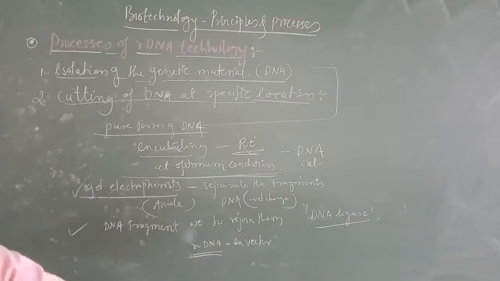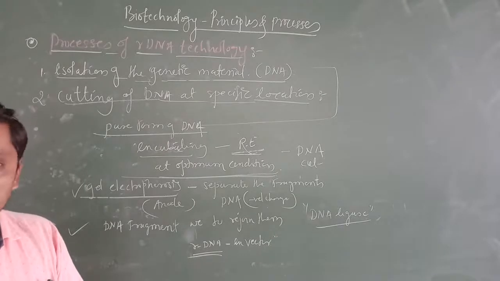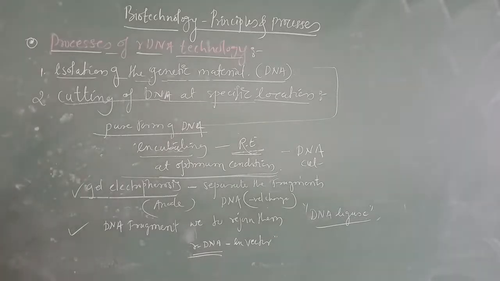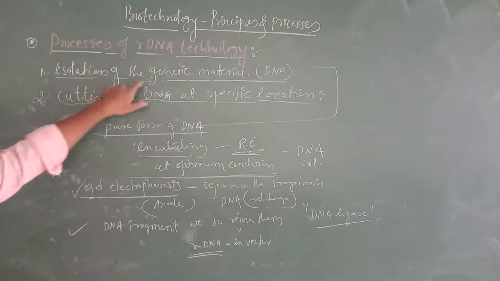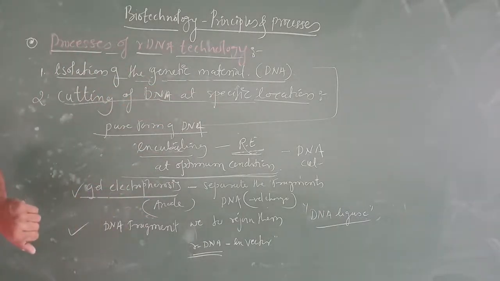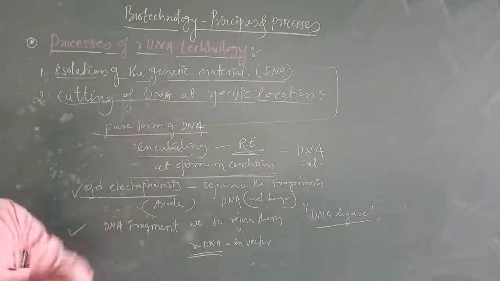Amplification means you are going to increase the number of that particular gene. And the next step, insertion of the recombinant and obtaining the gene product, we are going to continue in the next class. In the present class we have discussed these two steps involved in the process of rDNA technology: one is isolation of genetic material, the pure form of DNA, and the other is cutting of the DNA at a specific location.